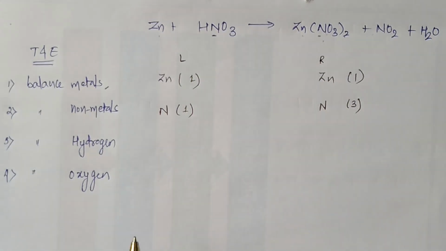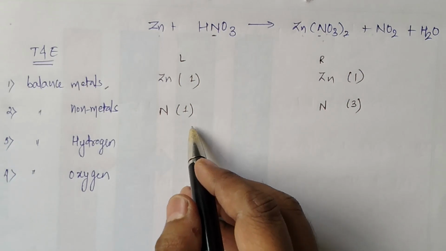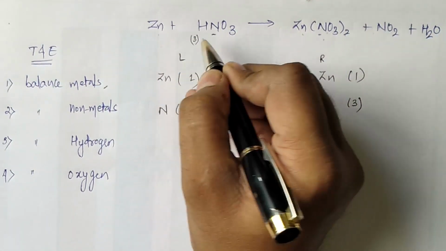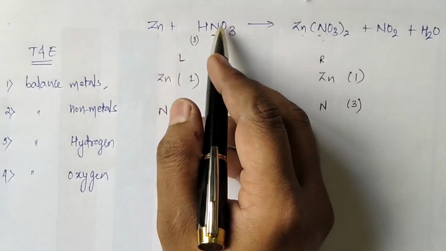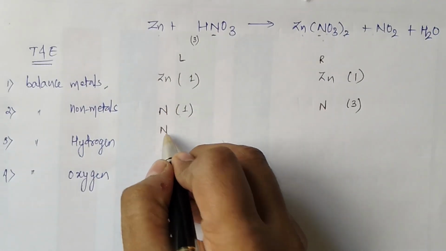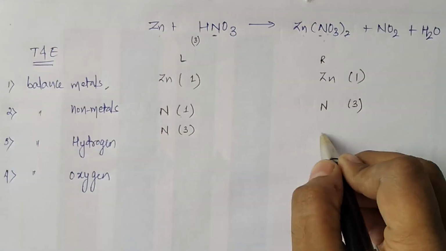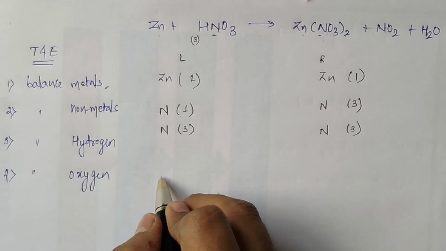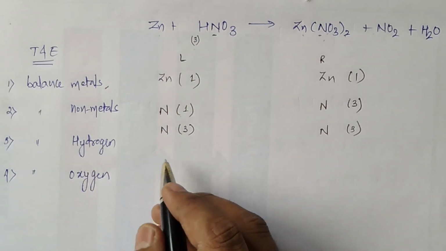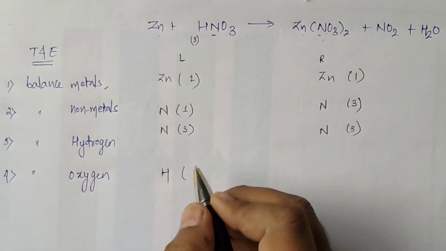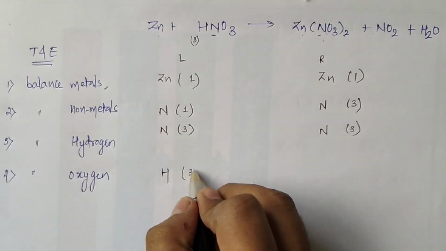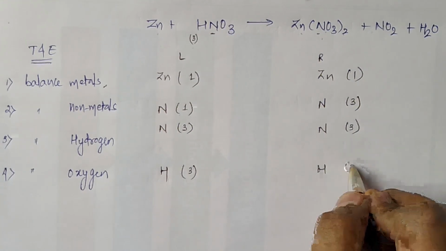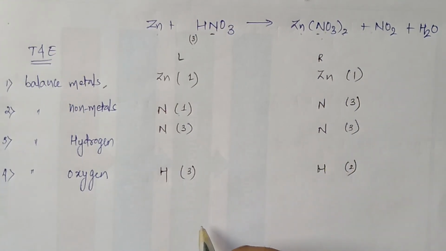So now let's first balance the nitrogen. As soon as I put 3 on this part of HNO3, the nitrogen is now balanced as 3, and on the right hand side also it is 3. Alright, now let's balance the hydrogen. If you check, now over here it is 3 hydrogen atoms, and on the right hand side the number of hydrogen atoms is 2.